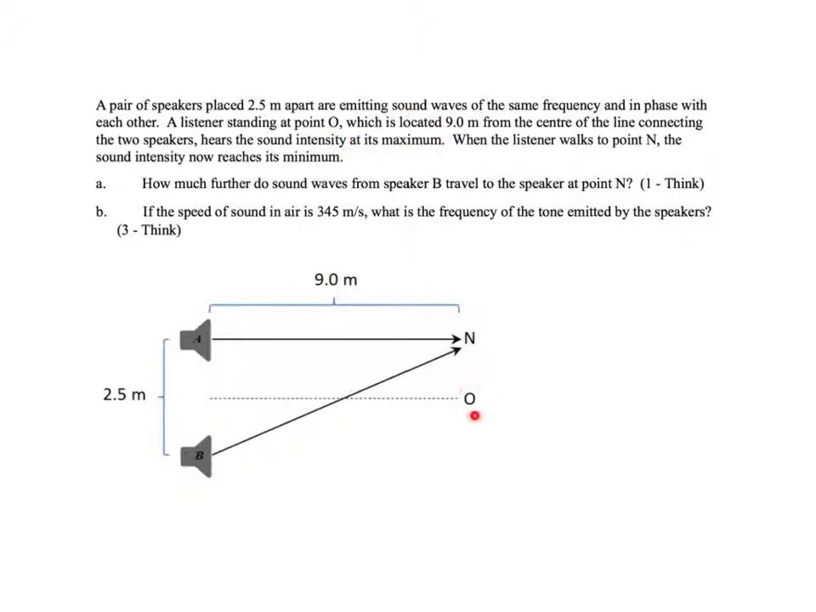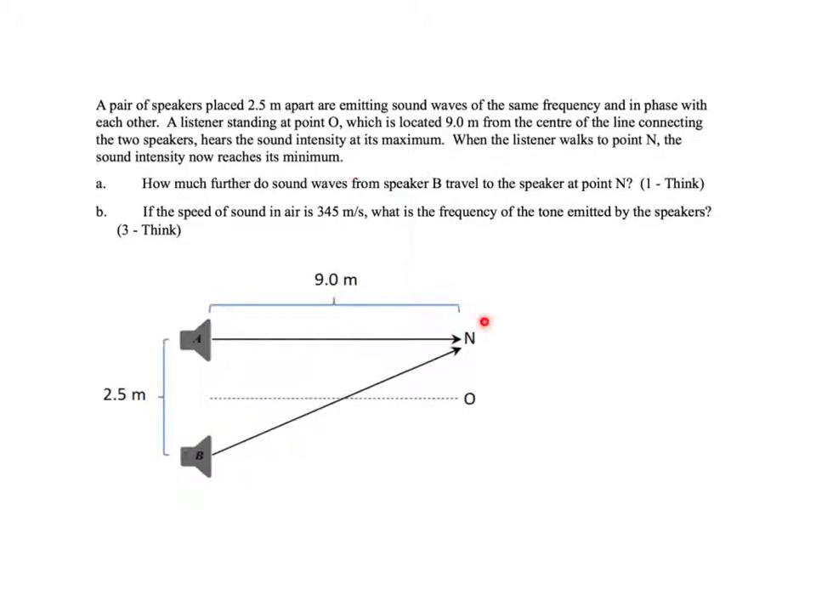So if you hear a maximum at point O, what type of interference might be happening at this point? Constructive interference. Okay, so far so good? Now, all of a sudden, the person at O decides to walk over to point N. So you're walking over to point N. Now, when the listener walks to point N, the sound intensity reaches its minimum.